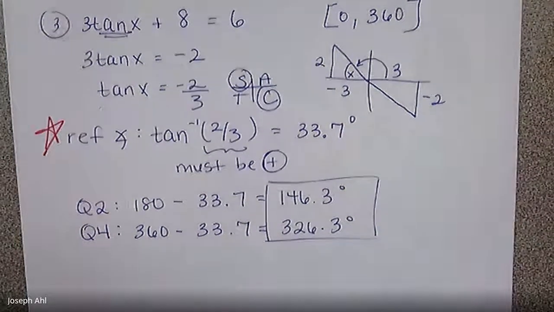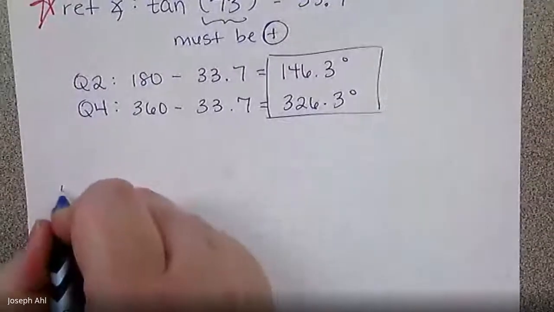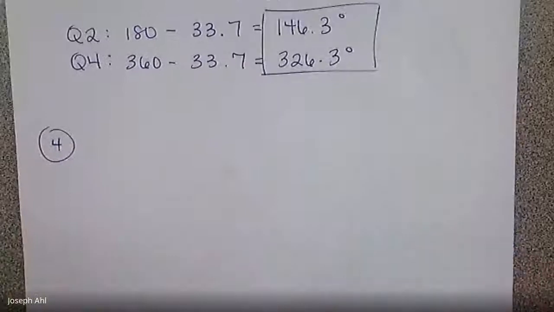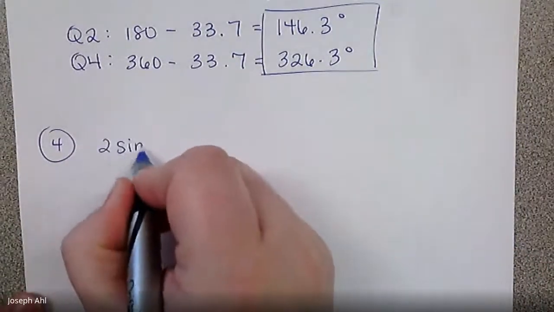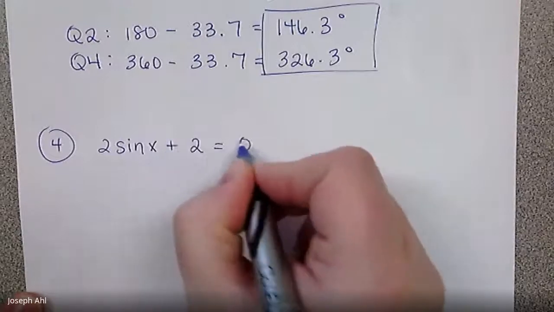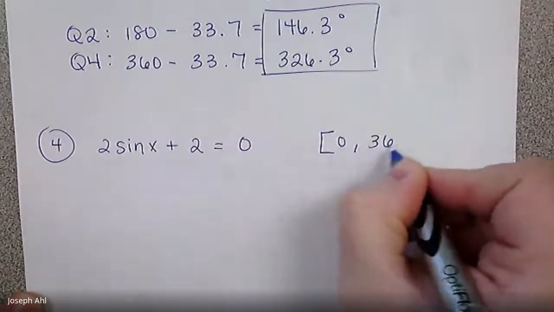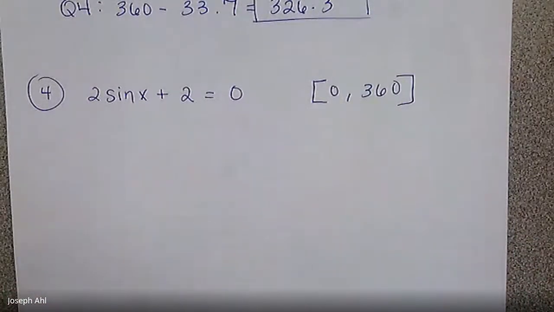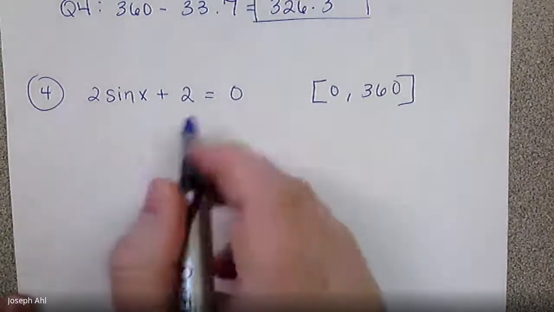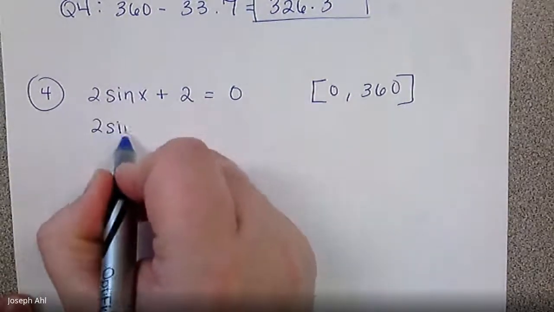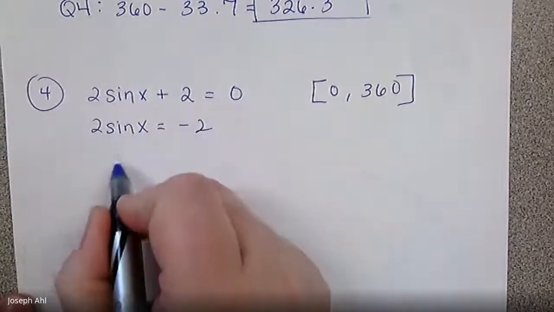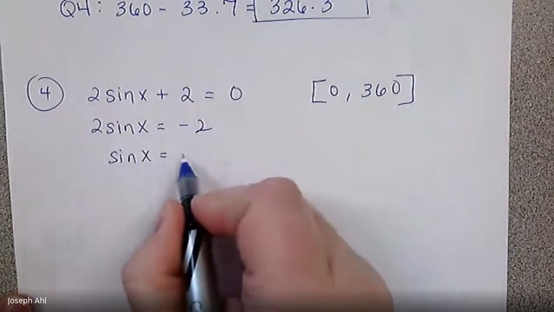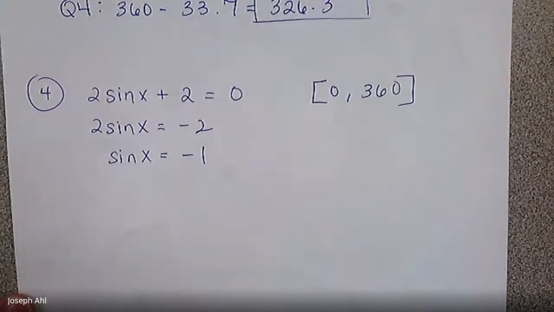Okay, we're doing pretty good here. Moving on down the line. Let's do one that looks like this: 2 sine x plus 2 is equal to 0. We'll just keep it 0 to 360 for now. So if I want to solve this equation, 2 sine x plus 2 equals 0, we're going to first subtract the 2 to the other side. 2 sine x equals -2, and then we get sine x equals -1 when I divide by 2.